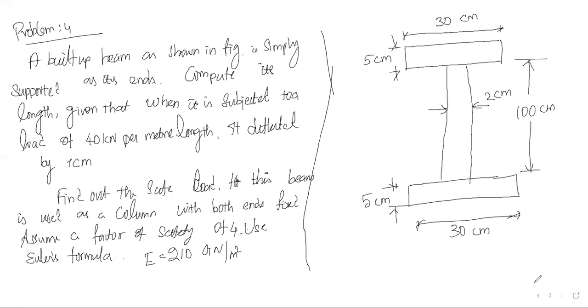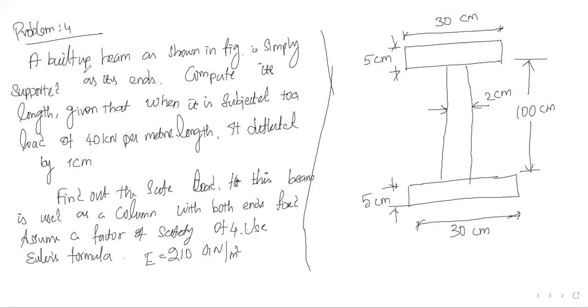Now let us move on to the problem. First, the built-up beam is simply supported at the ends, then compute the length. So first we have to calculate the length. For finding the length, they have given the load of 40 kilonewton per meter length UDL, and it is deflected by 1 centimeter. They have given the delta value. Now from the deflection we have to calculate the length first.